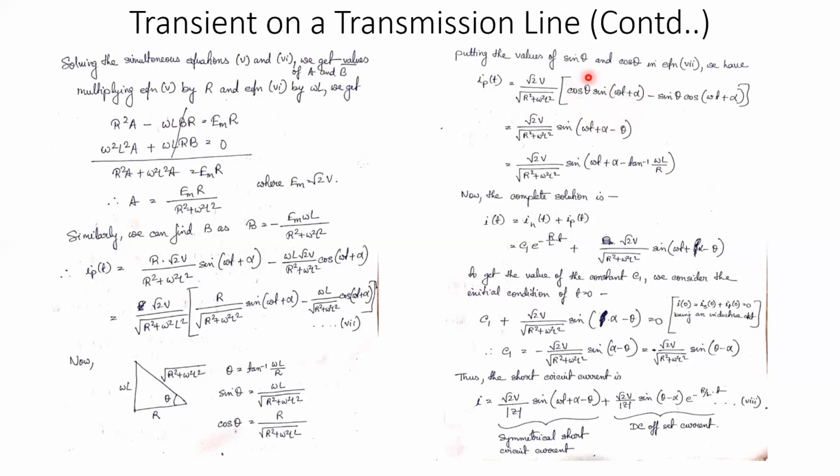This is sin A cos B minus sin B cos A. So this is A and this is B. So we get sin A minus B.